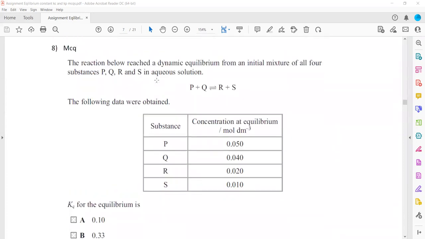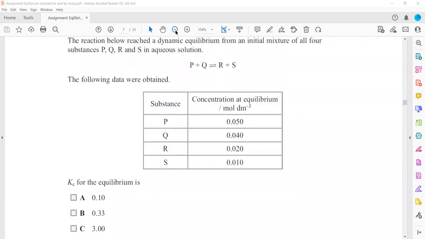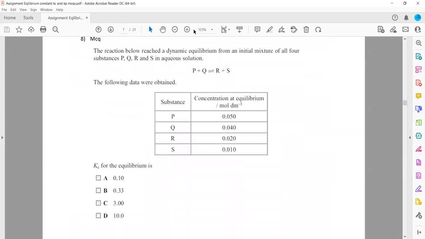Question 8. The reaction below reached dynamic equilibrium. The concentrations at equilibrium are given, find the Kc for this reaction. It is the product divided by reactant. So Kc or Kp: the concentration of R times the concentration of S divided by the concentration of P and the concentration of Q. So we have all the concentrations at equilibrium. We just substitute the values which are given here and get the value for Kc.